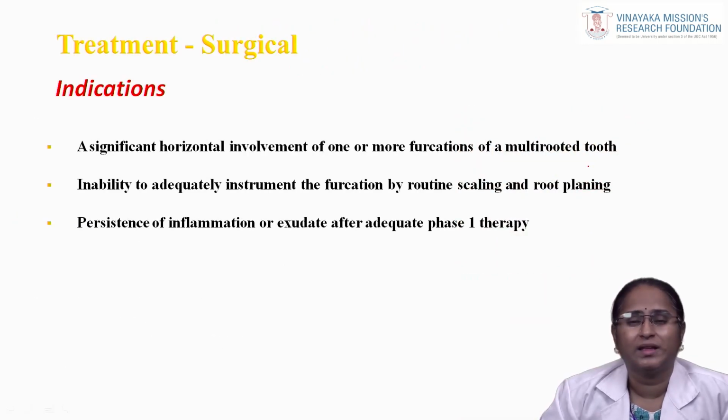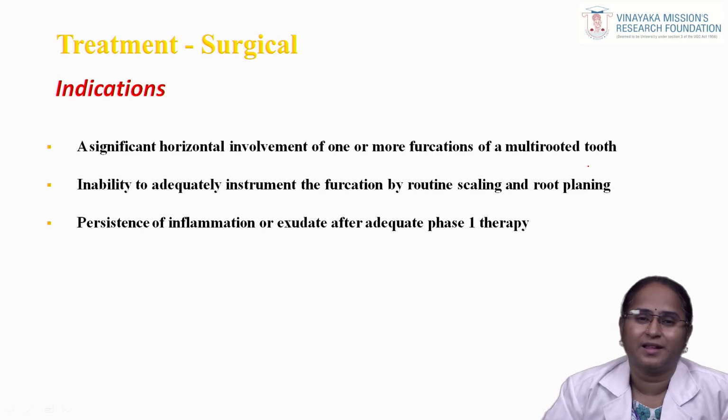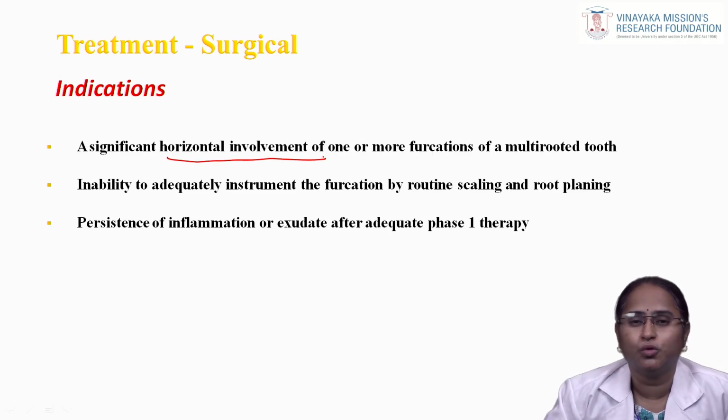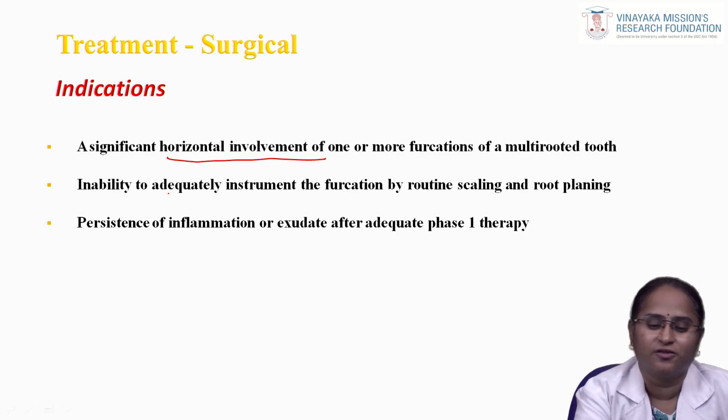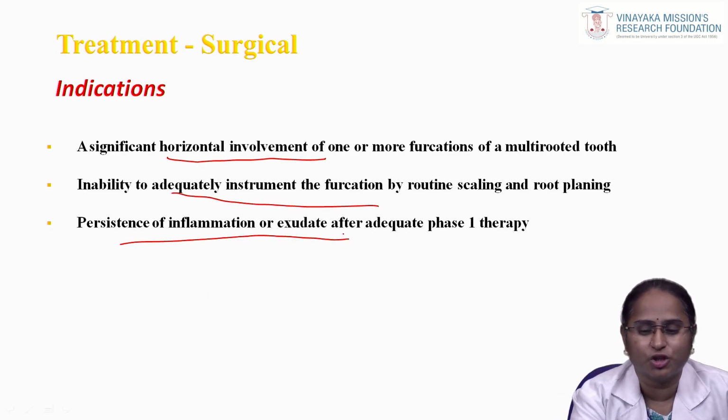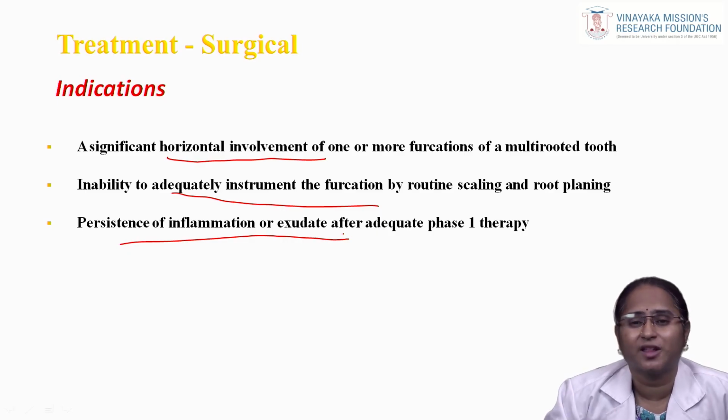Next we are going to see the surgical part of treatment. Surgical treatment is indicated whenever there is a significant horizontal involvement of one or more furcations of multi-rooted teeth, in case of inadequate accessibility to the furcation area, and another one is persistence of inflammation even after adequate phase 1 therapy, that is scaling and root planing.